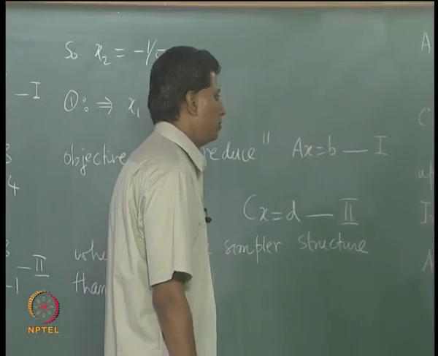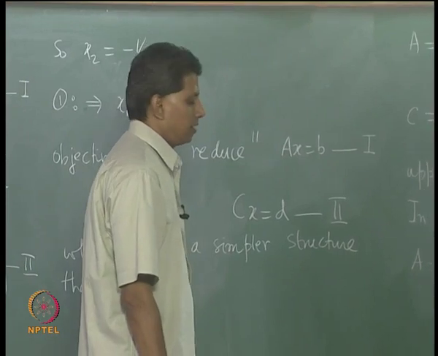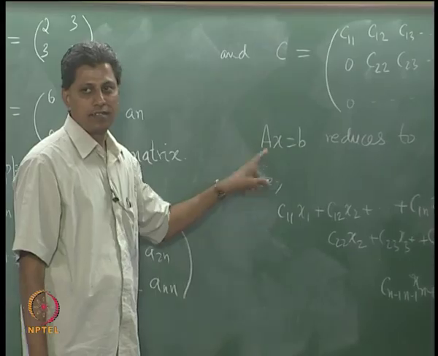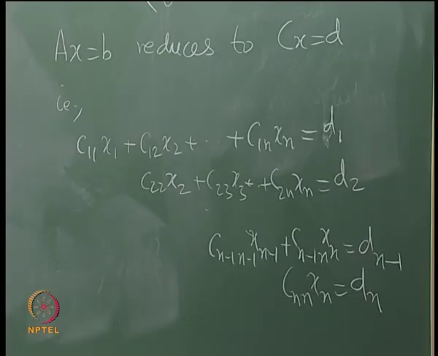So we need to derive a C from the matrix A. We must do certain operations in order to get to the matrix C, which has this particular upper triangular structure. Now that is where elementary row operations come into the picture.